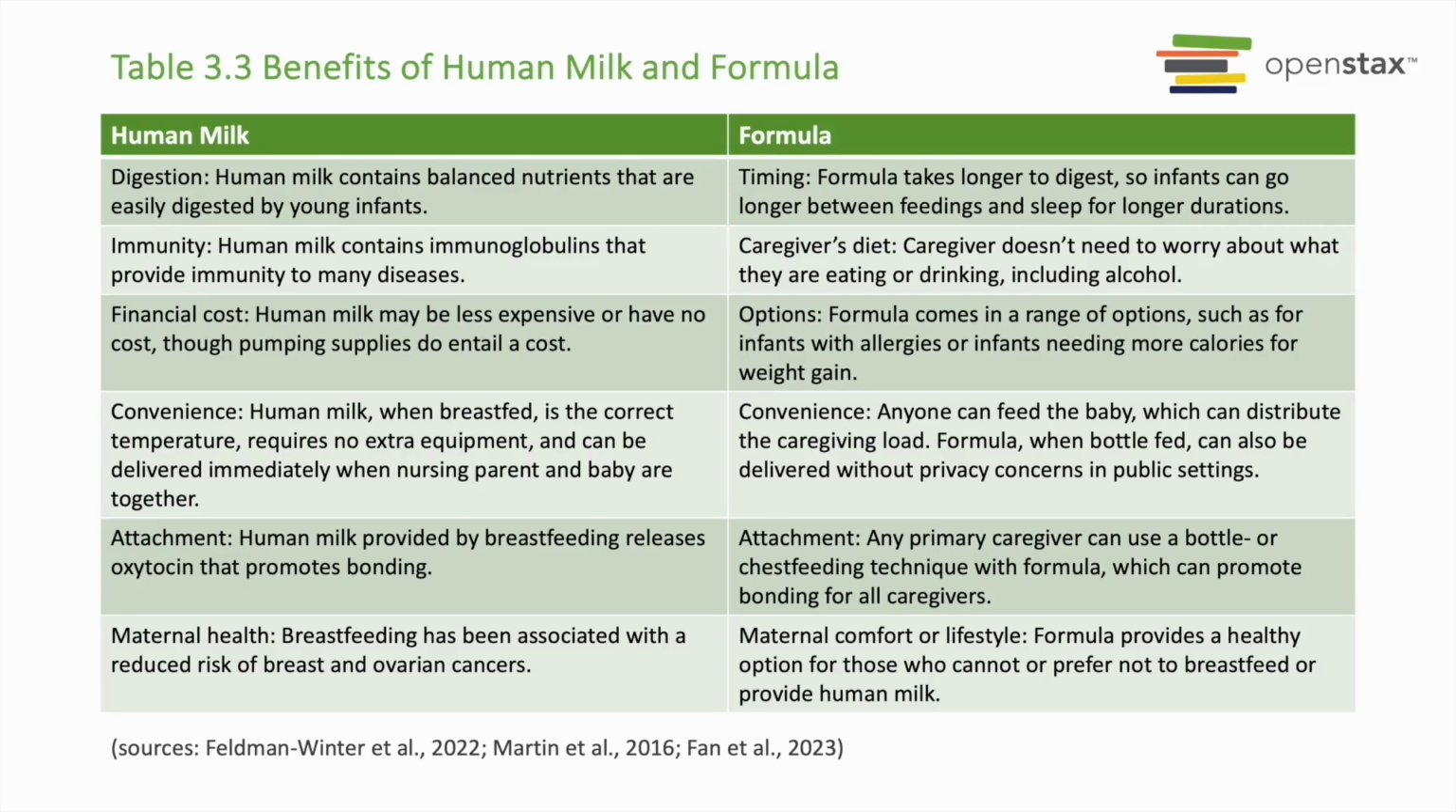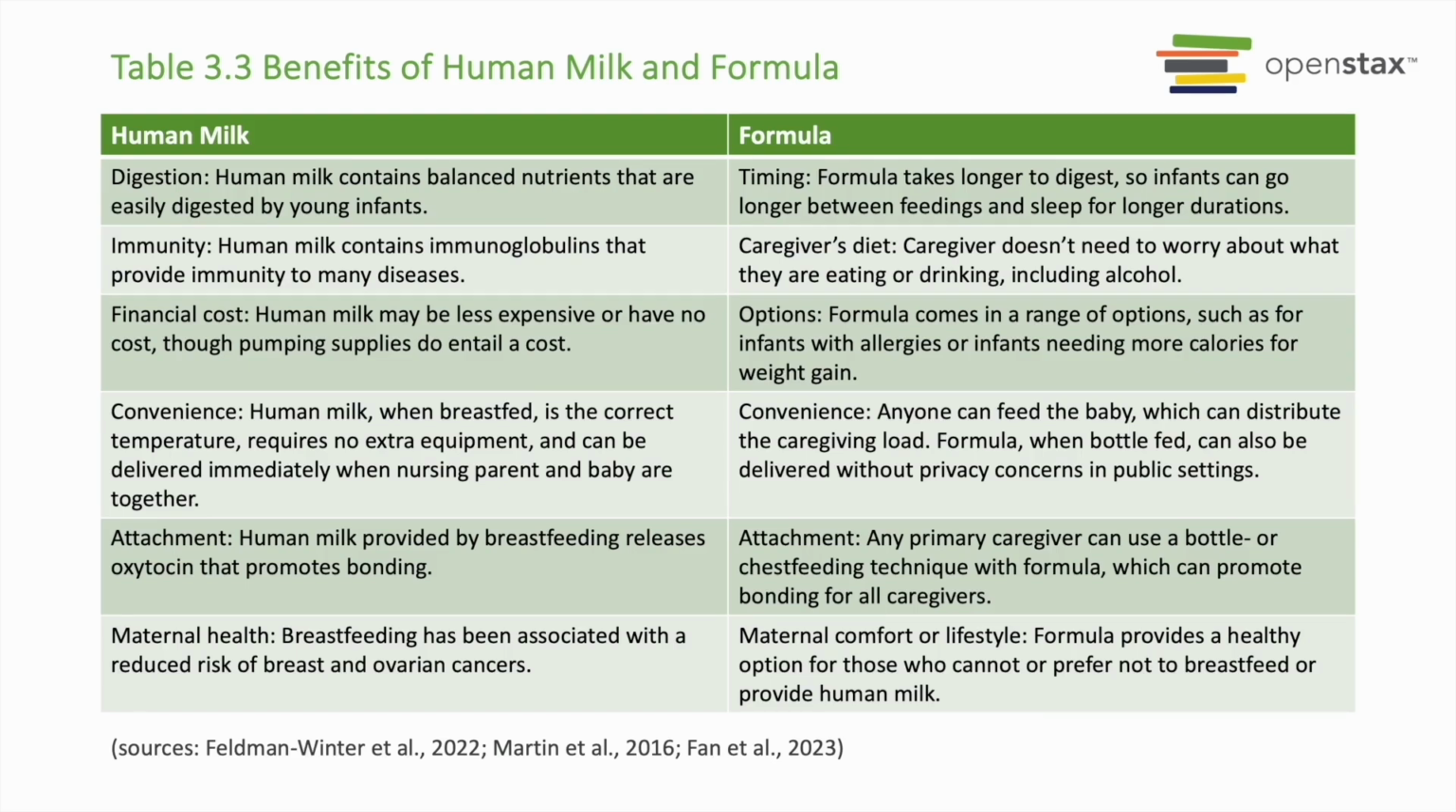Table 3.3. Look at the benefits of human milk and formula. To the left, we're going to start with human milk, and then we're going to go on down and look at formula. With human milk, benefits include digestion. Human milk contains balanced nutrients that are easily digested by young infants. Immunity. Human milk contains immunoglobulins that provide immunity to many diseases. Financial cost. Human milk may be less expensive or have no cost, though pumping supplies do entail a cost.